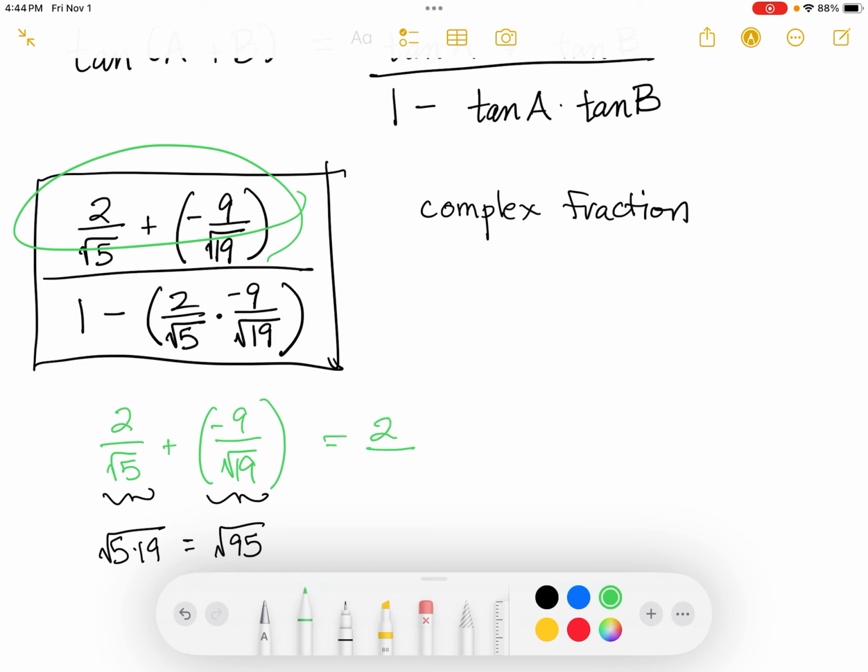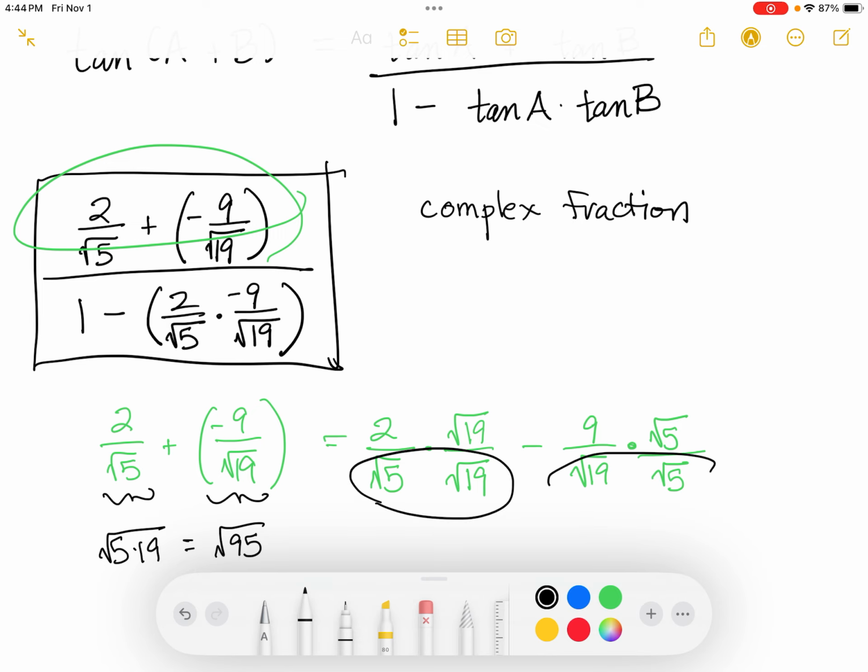So I have to multiply this first term times this 1, which looks like the square root of 19 over the square root of 19. And then I'm just going to go ahead and use this. I'm subtracting it since I'm adding a negative. And here I have a denominator of square root of 19. So my weird looking 1 is going to be the square root of 5 times the square root of 5 over the square root of 5. Okay, so now here I have the same denominator, so I can simplify.